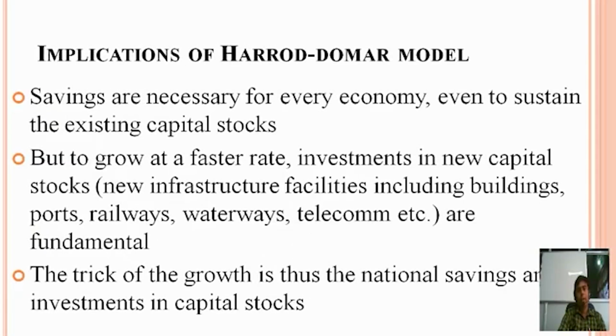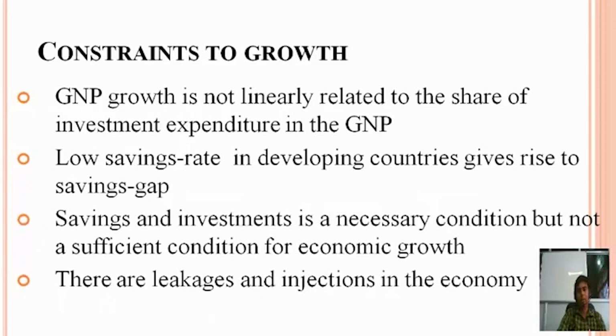So what are basically the implications of the Harrod-Domar model? Savings are necessary for every economy, even to sustain the existing capital stocks. But to grow at a faster rate, investment in new capital stocks such as buildings, ports, railways, waterways, telecom, etc. are fundamental. So the trick of growth is thus the national savings and investments in the capital stocks. So there are constraints to the growth.